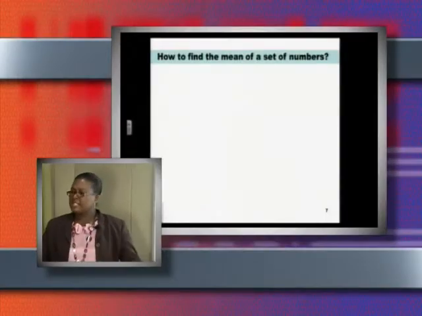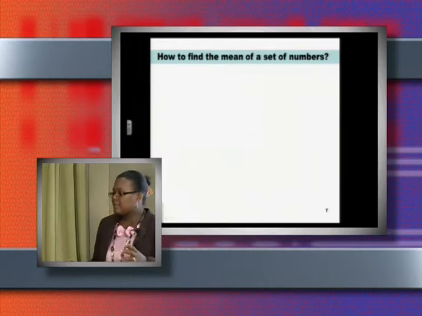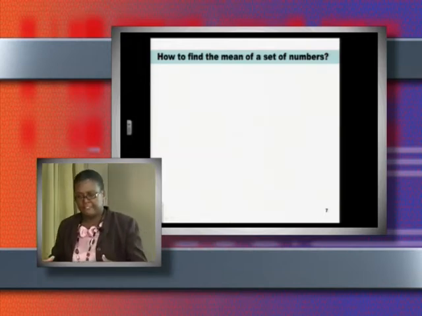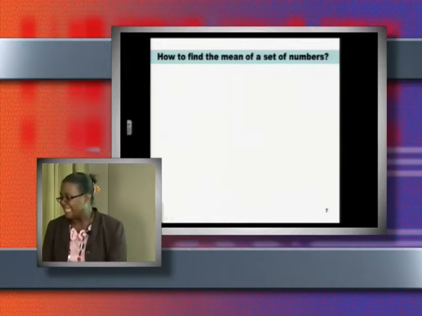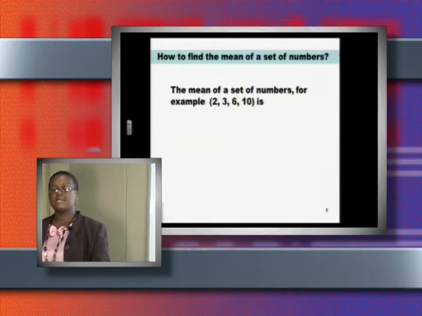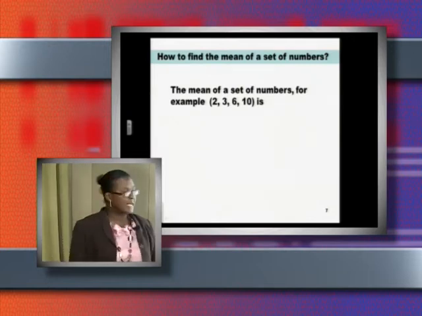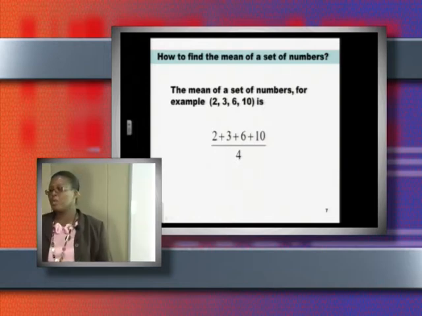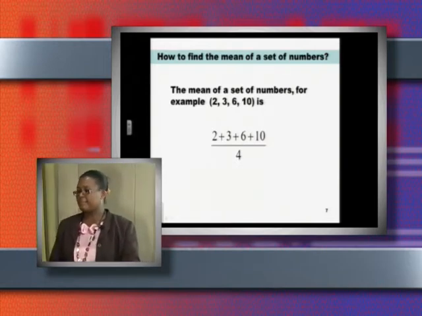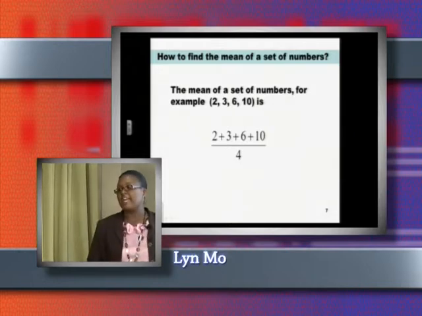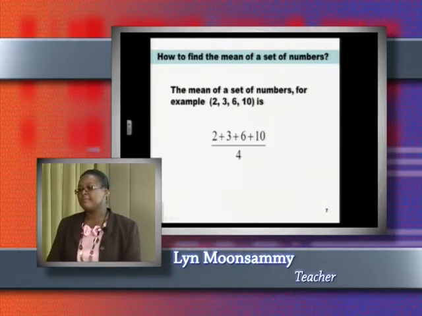Now, after discussing all of that about the mean, let us get down to how we can actually use numbers to find the mean. So we're given a set of numbers: 2, 3, 6, and 10. We want to find the mean, we want to find the average, we want to find the arithmetic mean.